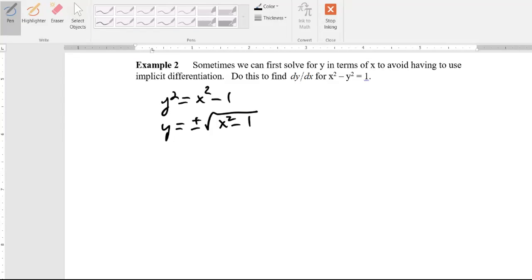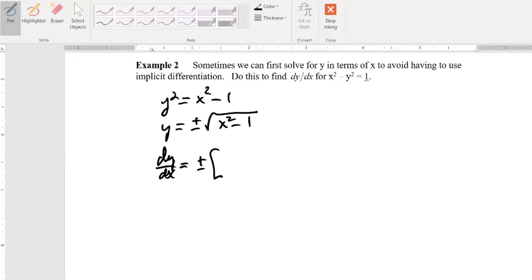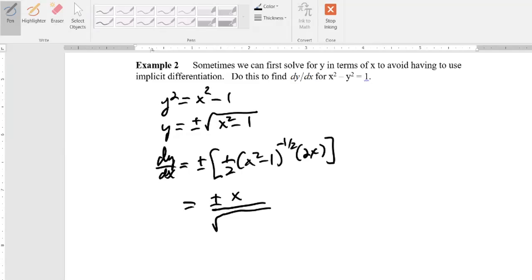That means we have two derivatives here. When we find dy dx, we're actually going to have a plus or minus now. And now I'll work on this derivative, which remember is a half, lower the power by 1, and then multiply by the derivative of the inside. So chain rule is necessary on that. This can be simplified to plus or minus x over the square root of x squared minus 1.